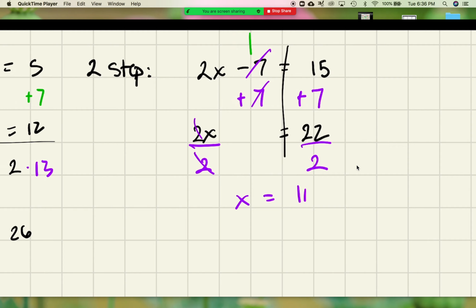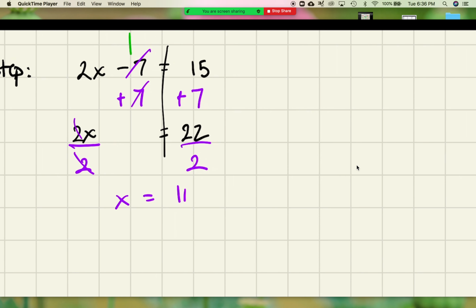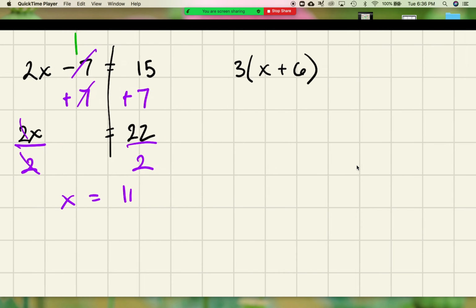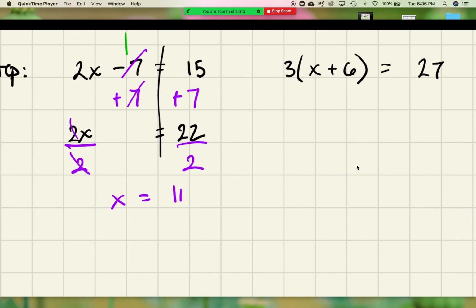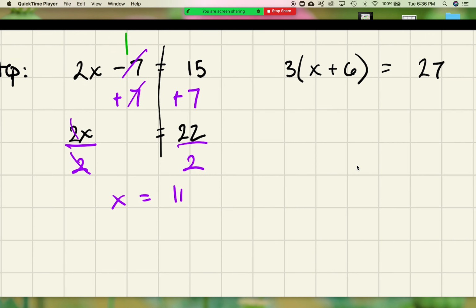Some of the ways that they can write it, it's kind of weird, but sometimes you could do like 3 times (x plus 6) equals 27. This is also a two-step equation, but there's a couple different things that you could do. Sometimes this is considered a two-step equation because you can do two things. What I said over here was you deal with the number that's farthest away from the x. In this case, it was 7.